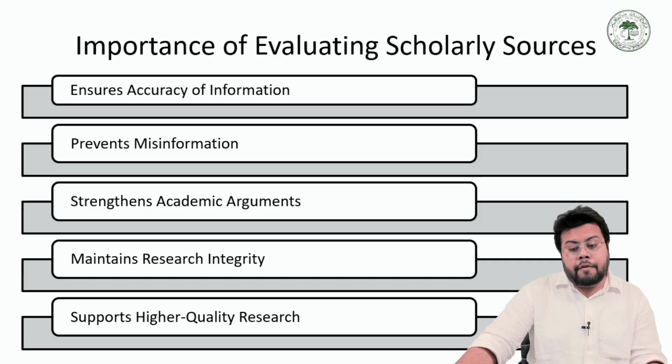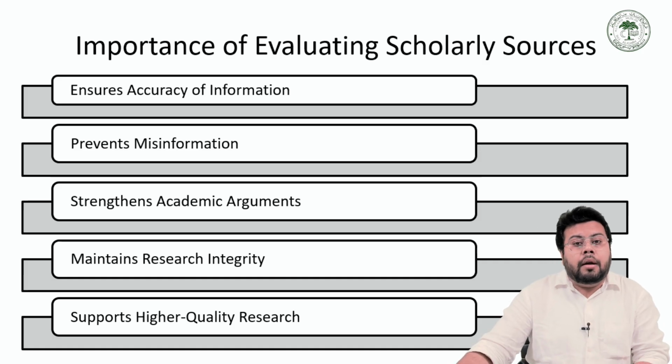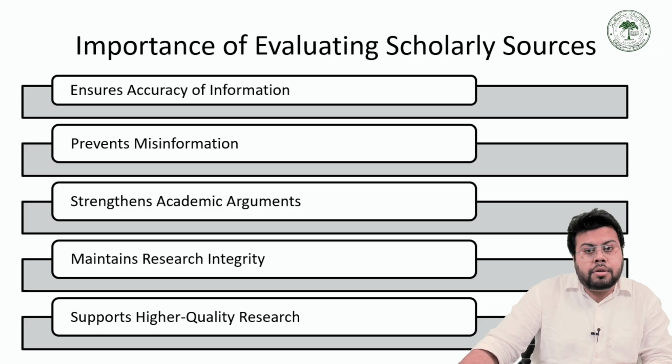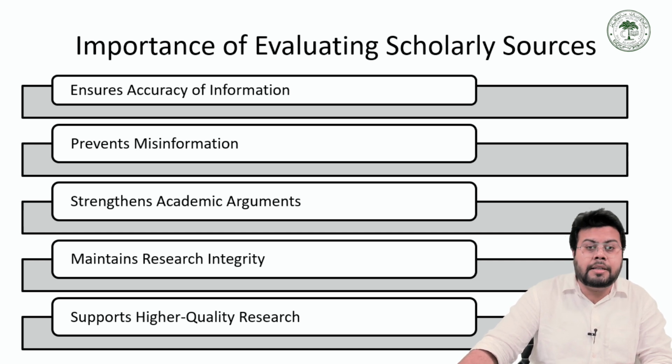Now, the importance of evaluating scholarly sources. It ensures the accuracy of information. Academic research depends on factual correctness. Using inaccurate or outdated information can weaken an argument and lead to false conclusions. Evaluating sources helps confirm that the data, statistics, and interpretations presented are valid and supported by evidence.